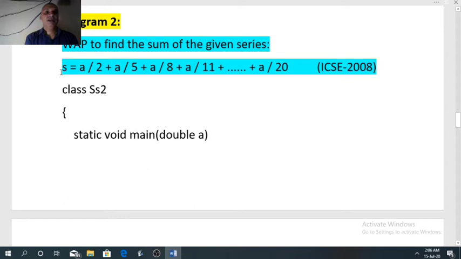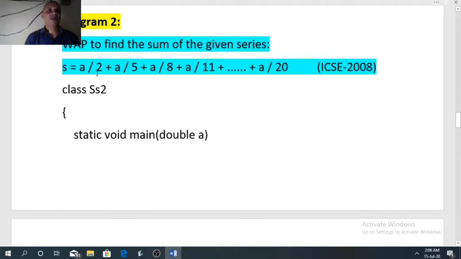Again, if you analyze every term of the given series, each term is a fraction, so answer will be a fraction. So we will declare double s equal to 0 to store the sum. Now see the numerator of every term. We have same value a everywhere. So value of a we will take from the user.